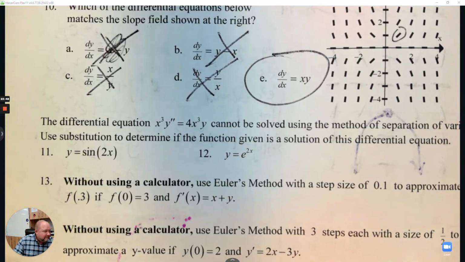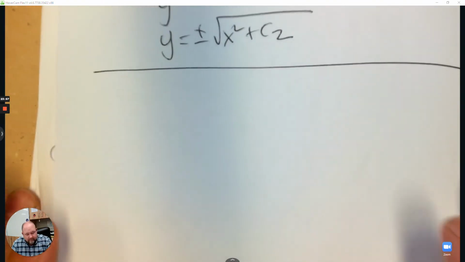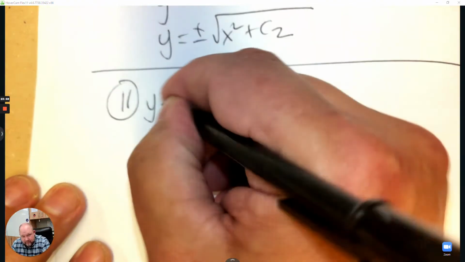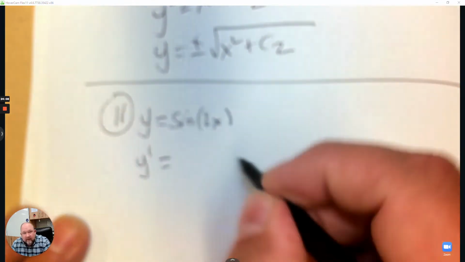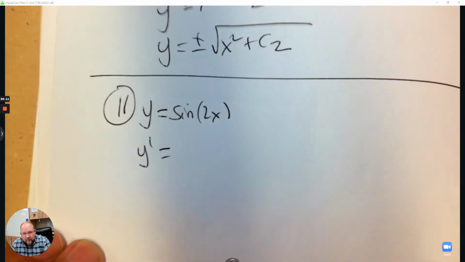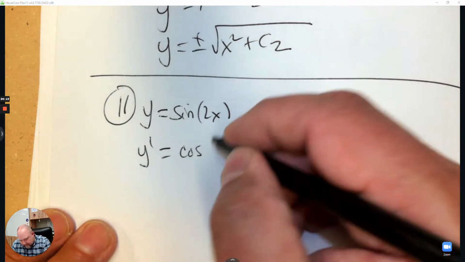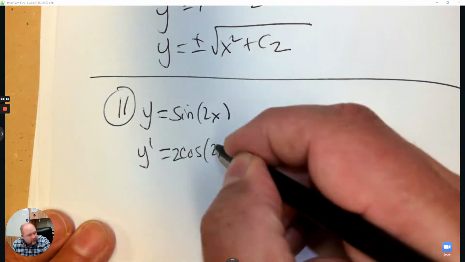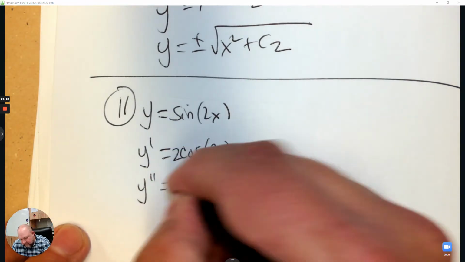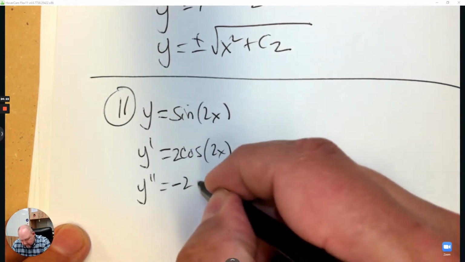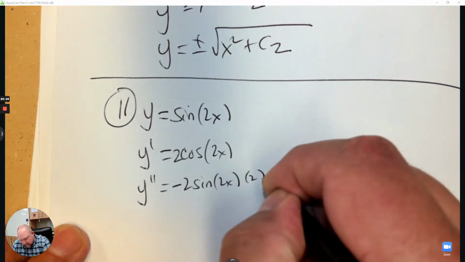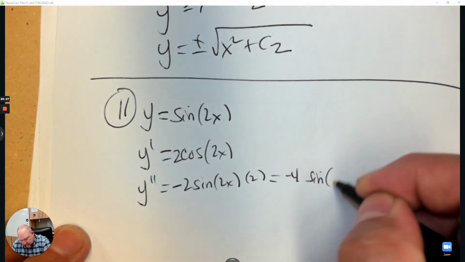Number 11. So I'm going to take the derivative of this. The derivative rule for sine is cosine, and it has a hook of 2. And then the second derivative is negative sine, and again it has a hook of 2. So that makes it negative 4 sine 2x.